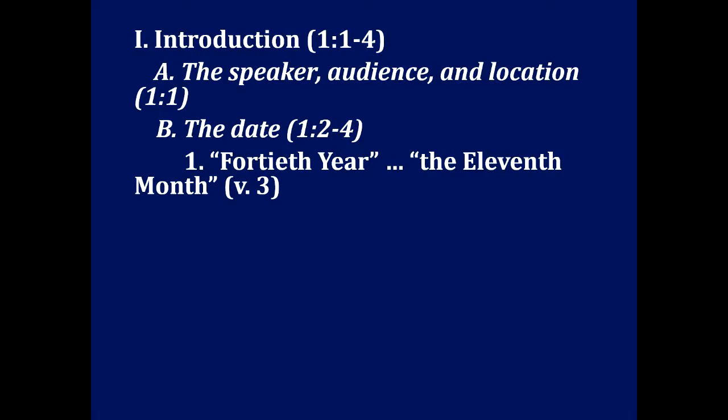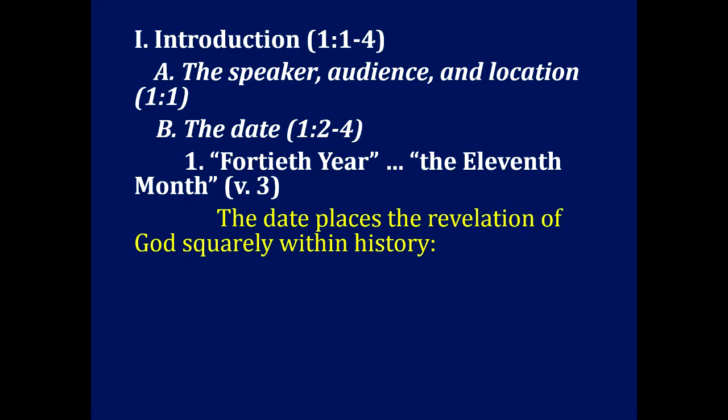So here's what's interesting is the date that's given. Chapter 1, verses 2 and 4. Start in verse 3, the 40th year, the 11th month. Now this is interesting. We'll go back to verse 2 because I think there's two things that happen here. First is the date places the revelation of God squarely within history. We're given, if you will, a historical designation for what is happening, not just geographically, but date-wise. This happened in time and space.